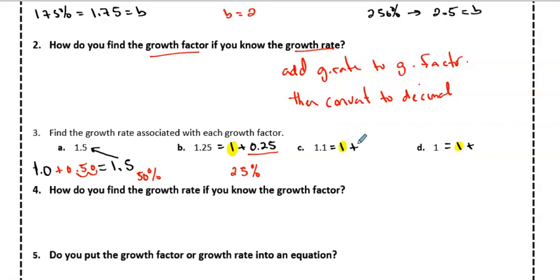I'll take either one. 1.1 equals 1 plus 0.1, right? 1 plus 0.1 is 1.1. So move your decimal over twice, 1, 2, and my growth rate is 10%. D, 1 equals 1 plus, well, how do I get 1? I'm just going to add 0. So my growth rate is 0%.